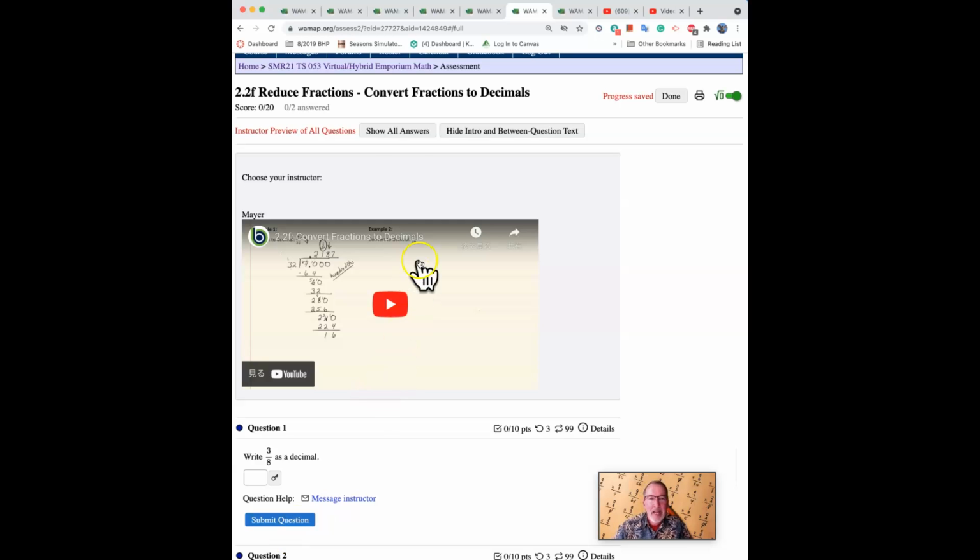Hello everybody. Today we're going to take a look at reducing fractions, part of the reducing fractions module, converting fractions to decimals. This is 2.2f.